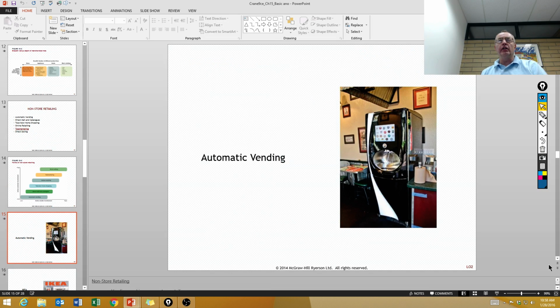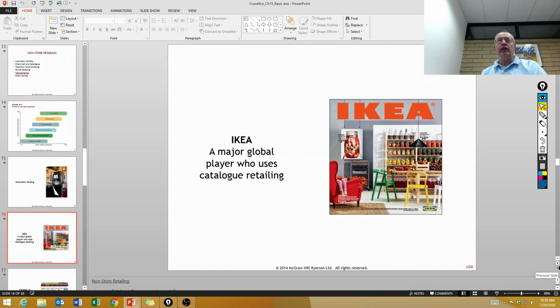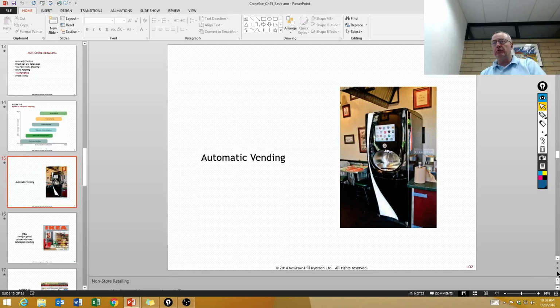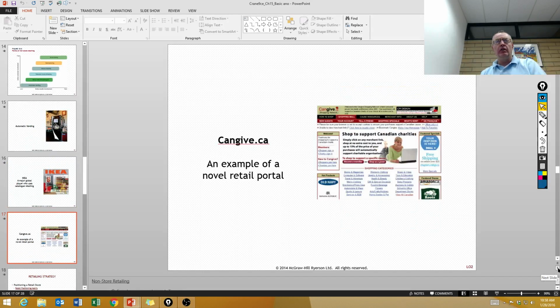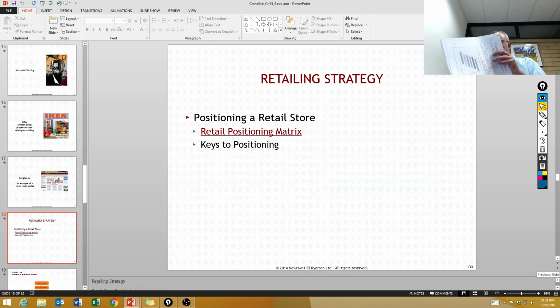Okay, so this is our example of vending machine. We all know what that looks like. Okay, IKEA uses catalogs, fair enough. Oops, wrong way. Oh, this is an online portal. Okay, so off we go to retail strategy.